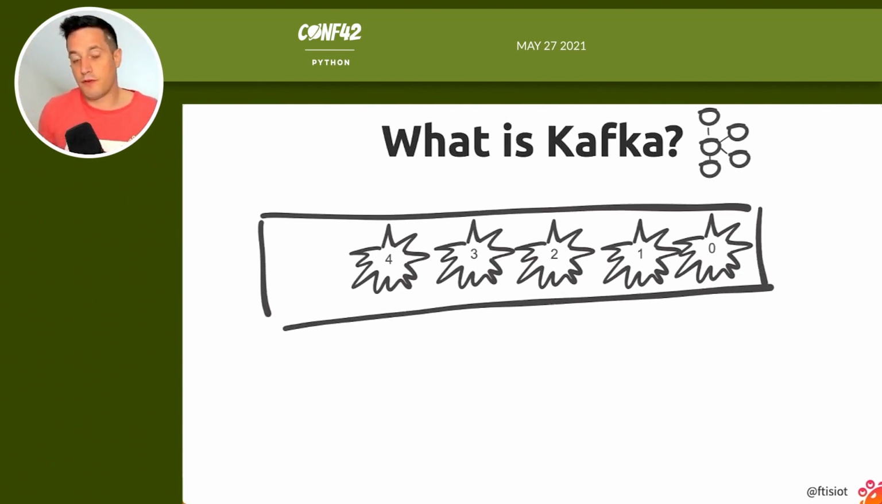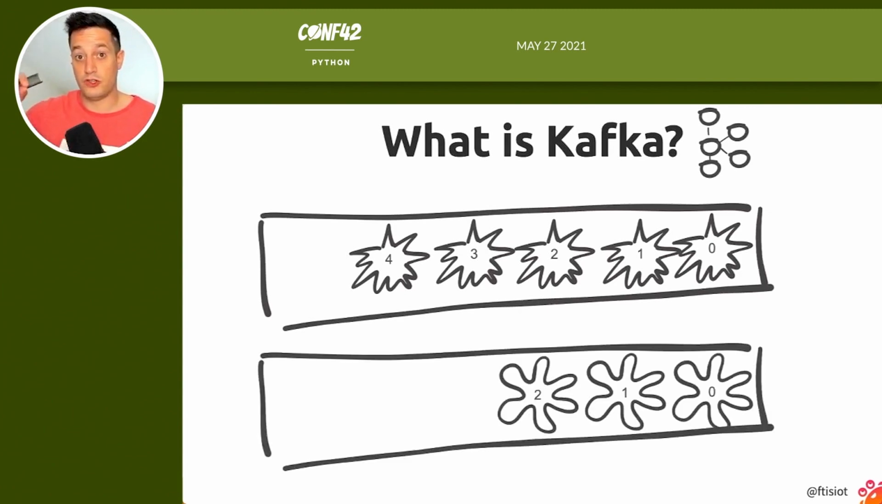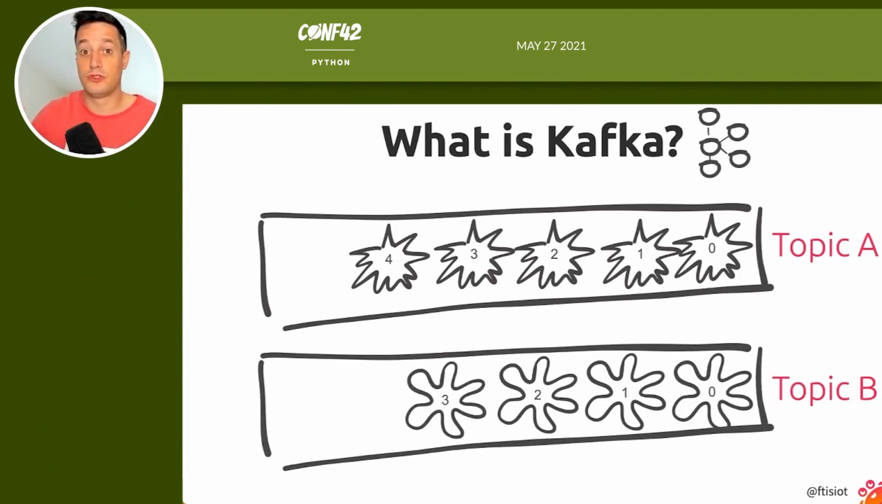But of course, we know that events take multiple shapes and are of different types. Just think about it, I could have events regarding pizza orders, and I could have other events regarding delivery position. And Kafka allows me to store them in different logs, which, in Kafka terms, are called topics.